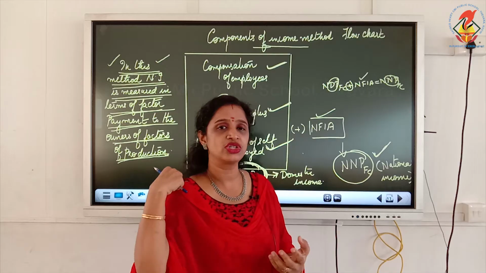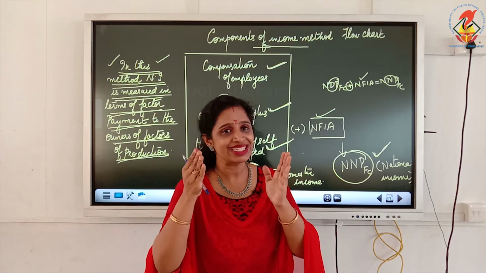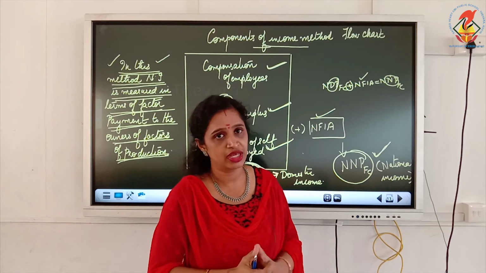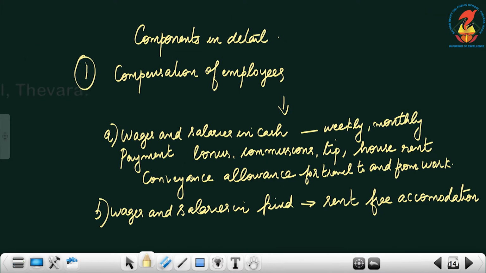This is the flow chart of the income method. Now let us learn each and every component one by one. First, let us learn compensation of employees. What is compensation of employees? Components in detail: compensation of employees.